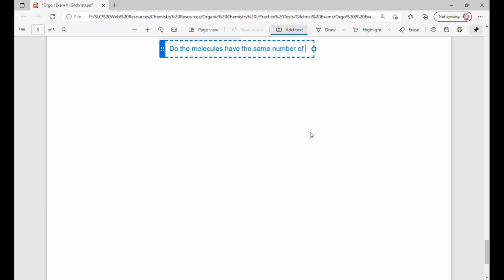Okay, so the first question you want to ask yourself is this: do the molecules you're comparing, 2 or more molecules, have the same number of each type of atom? If the answer to that question is no, then they're not isomers at all. If it's yes, then you have another question.